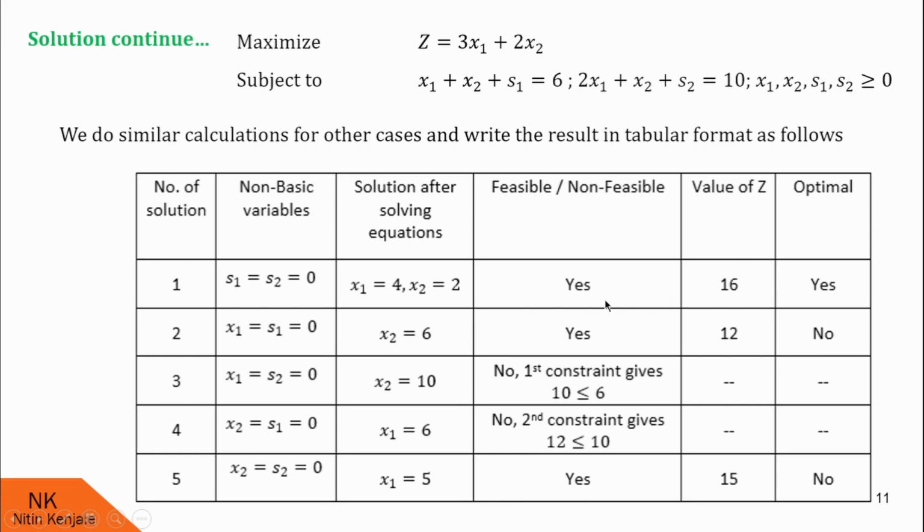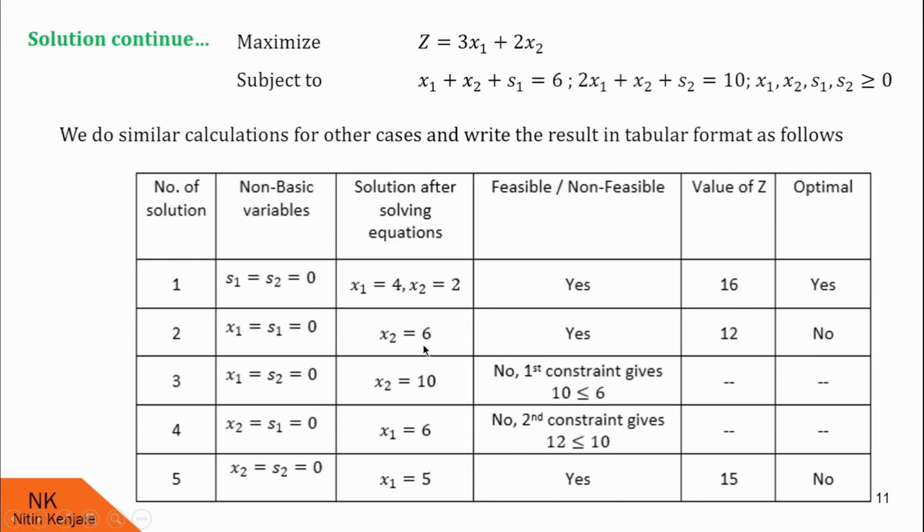Therefore, so far we have found from these 5 cases, there are 3 solutions which are feasible. This one and this one. Now in the next column, we will find the value of the objective function from these solutions. For that, we have to put this solution into this objective function. The objective function is z is equal to 3x1 plus 2x2. So let us put x1 is equal to 4, x2 is equal to 2. So we get 3 times 4 plus 2 times 2. It turns out to be 16.